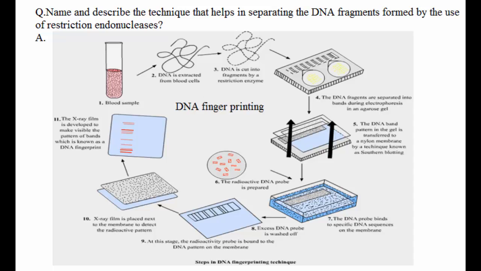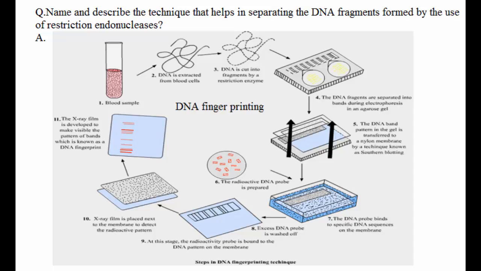These separated DNA sequences are then transferred to a nylon or nitrocellulose sheet placed over the gel. This is called Southern blotting. Basically, Southern blotting is a technique where the DNA band pattern in the gel is transferred to the nylon membrane.